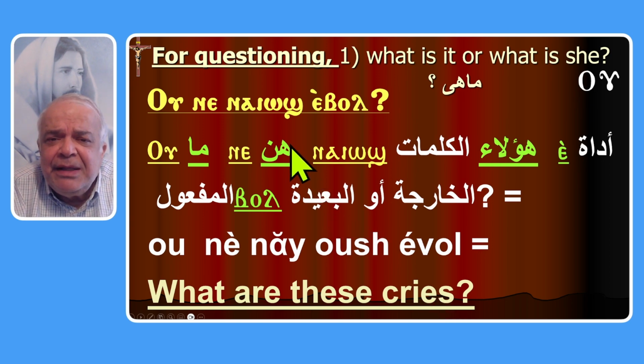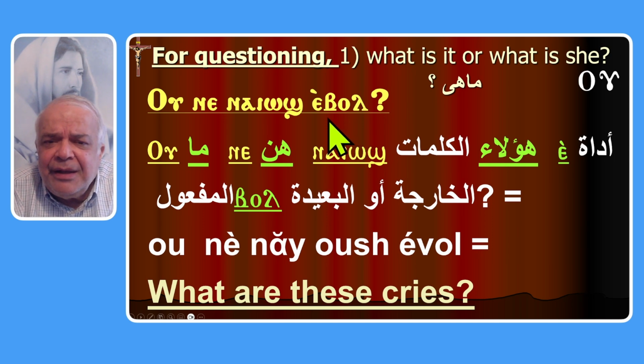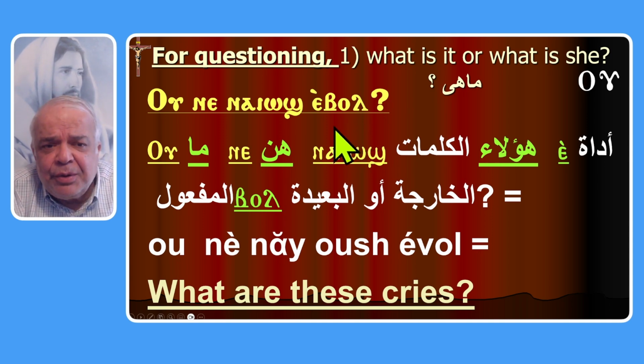In Arabic, it means what are these bad words? The word vol, coming out, means it is not within the limit of authenticity or the limit of respect, etc. I mean the borders of authenticity or respect.